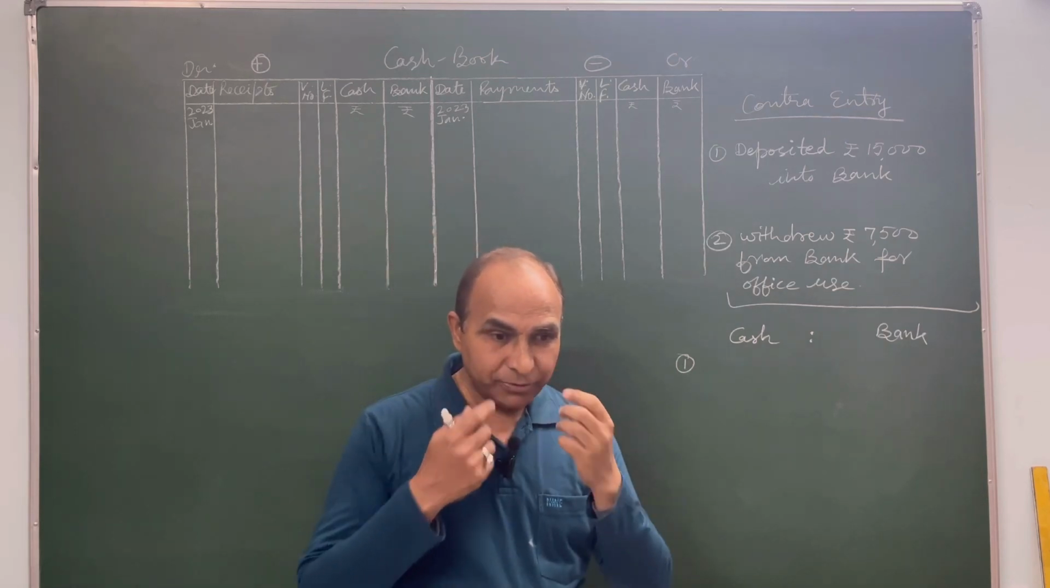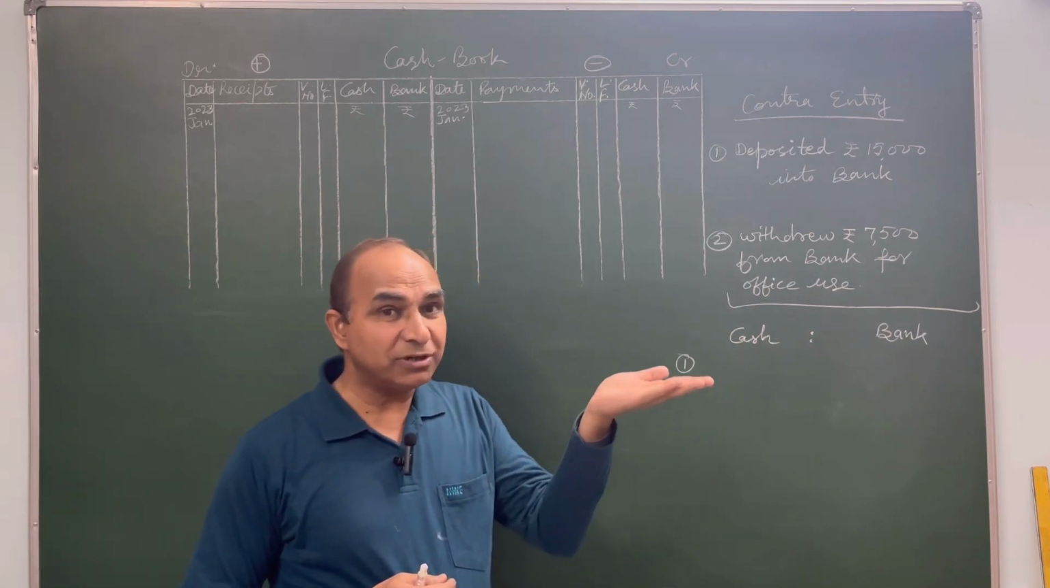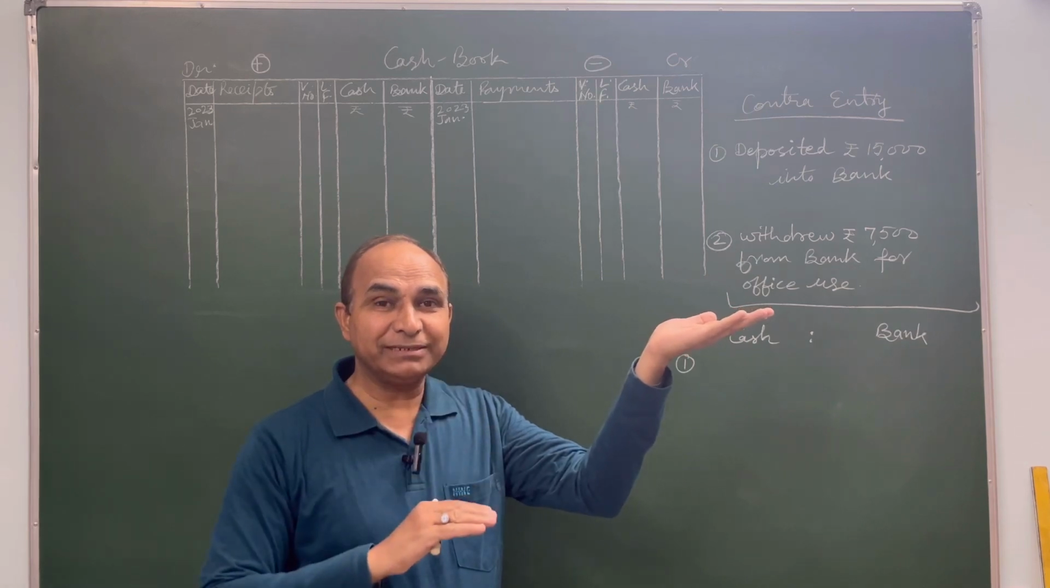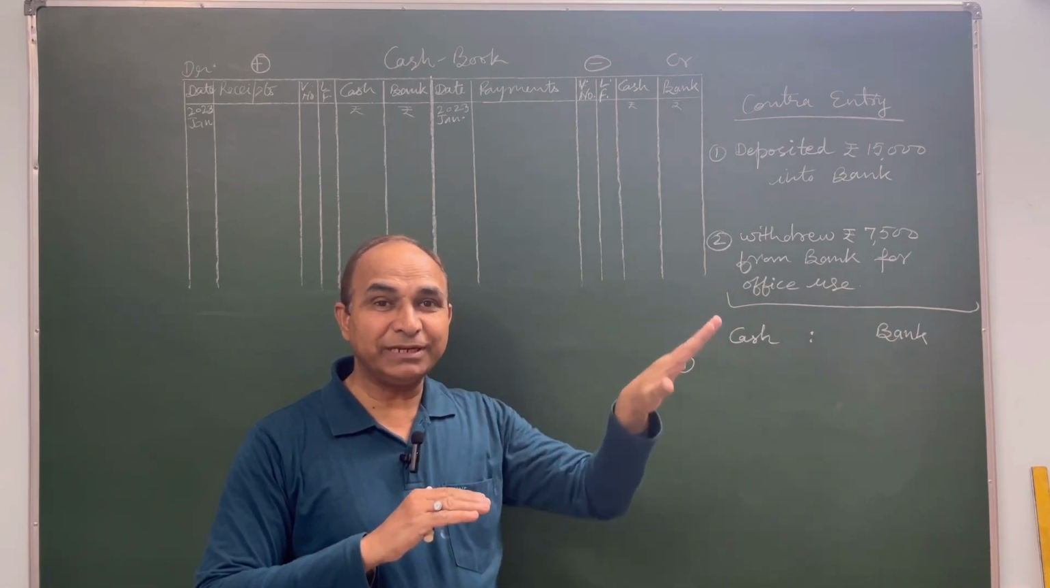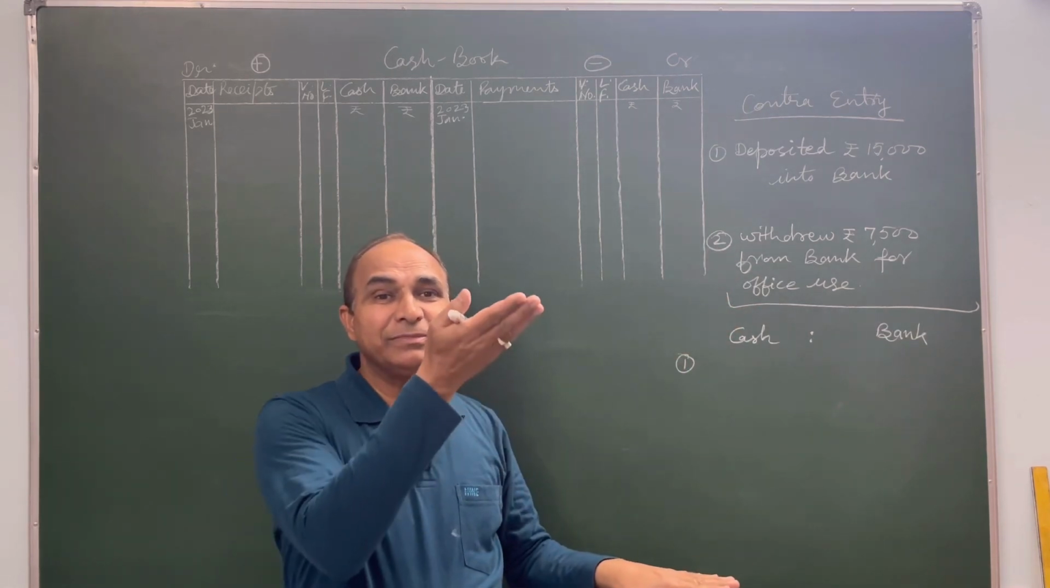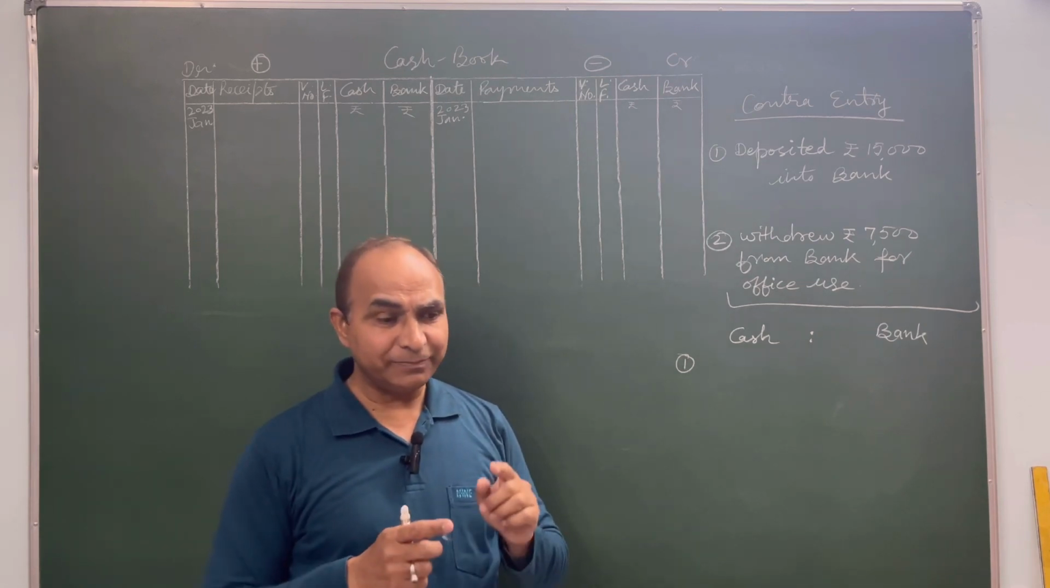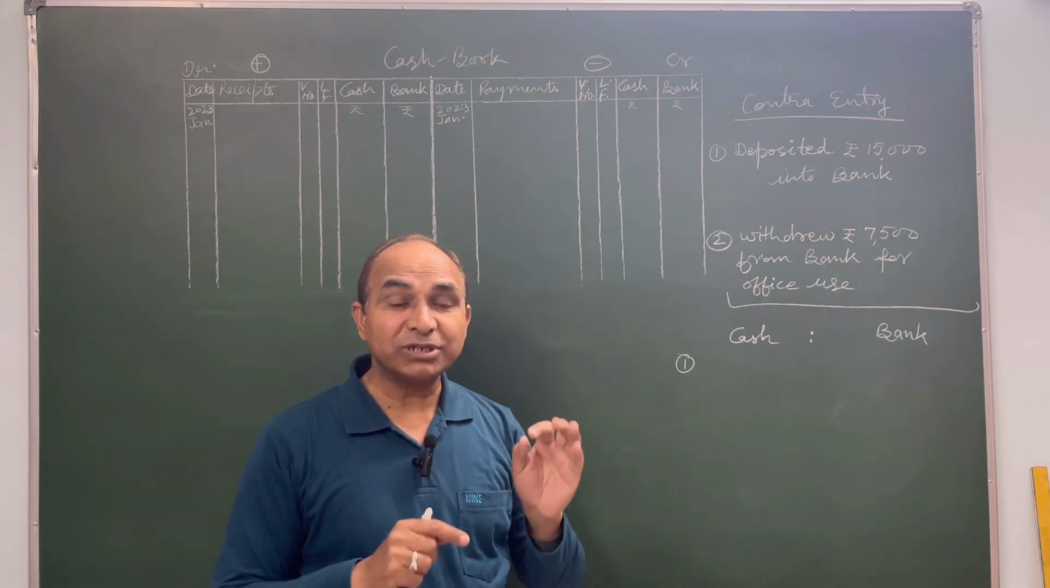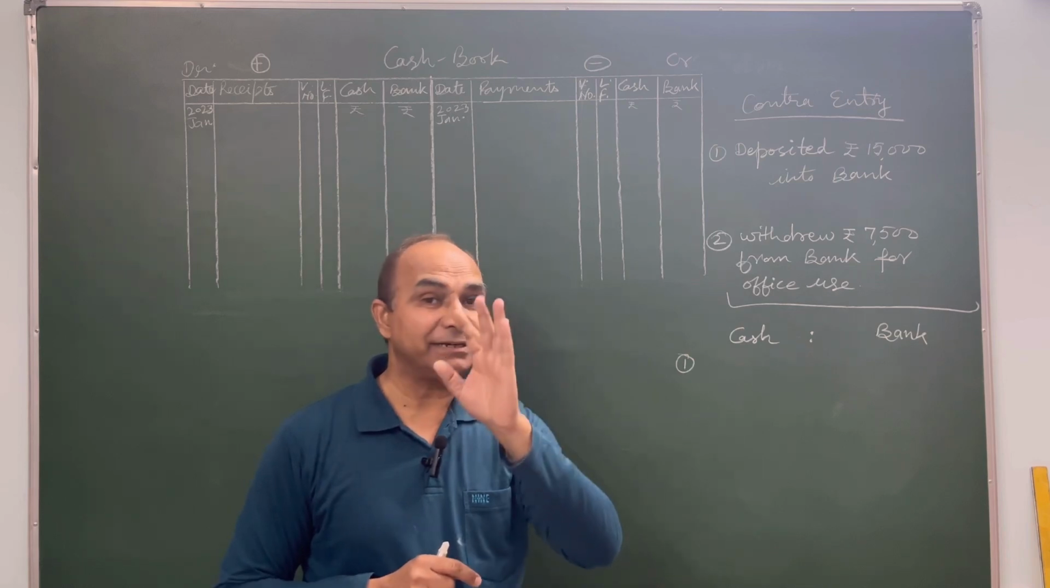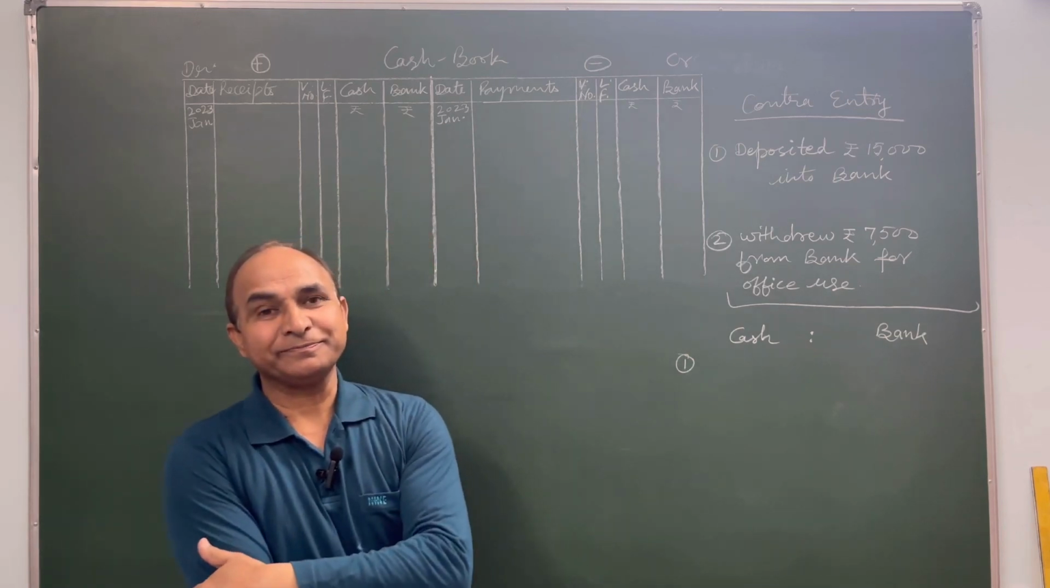It means that due to that transaction, if the cash column increases, the bank column decreases. If the cash column decreases, the bank column increases. So cash and bank columns are simultaneously affected. That is the contra entry.